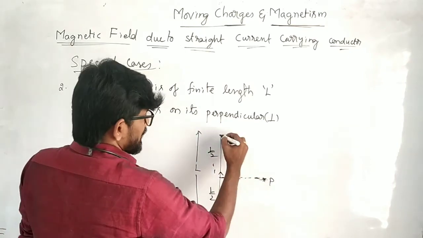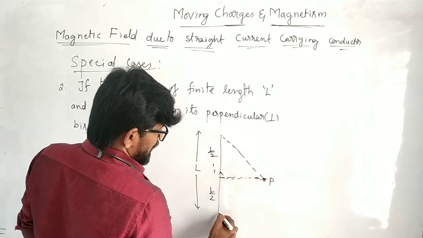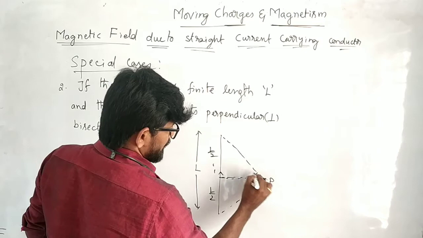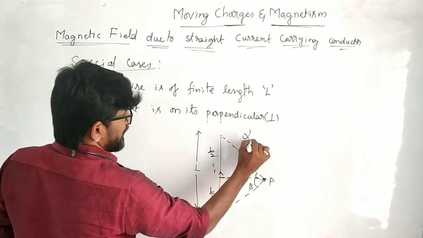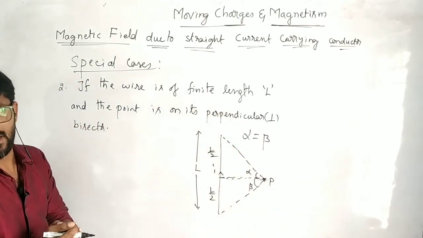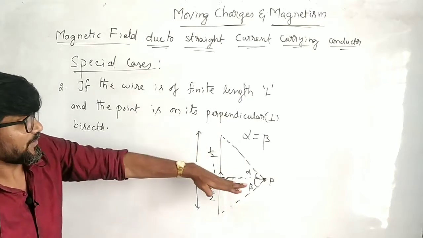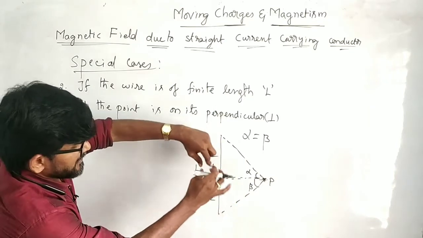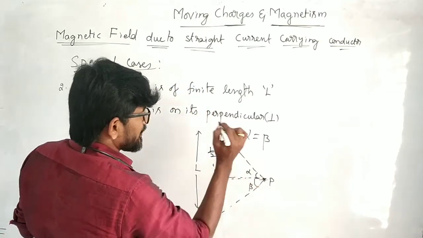In such case, the angle between the line joining from the top end to the point and from the bottom end to the point, if you say this is alpha, this is beta, in such case alpha will be equal to beta because it is divided equally. Are you following? If the point is lying on its perpendicular bisector, then this perpendicular line divides this into equal parts, L by 2, L by 2, then alpha will be equal to beta.